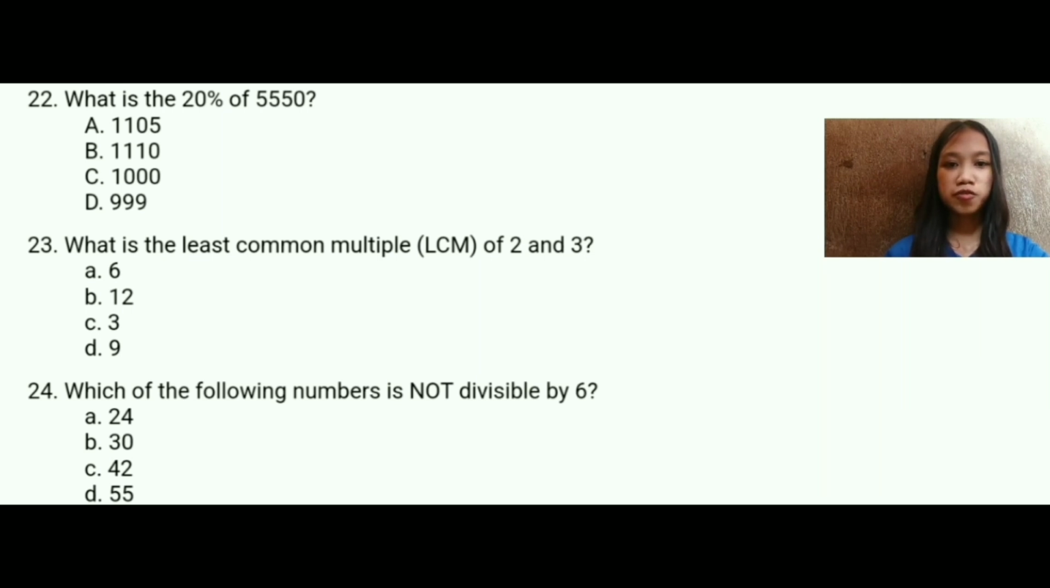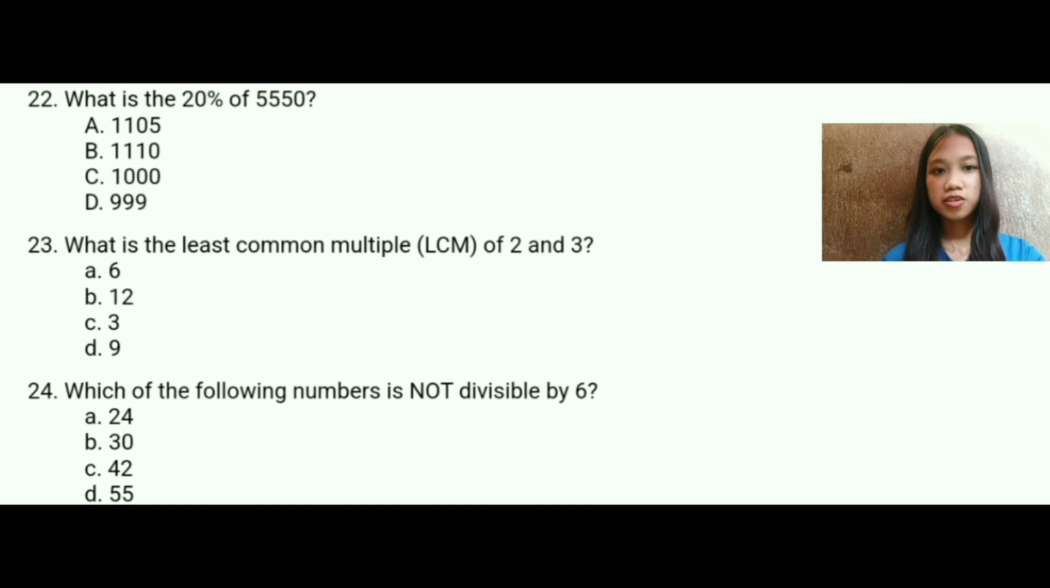So the answer for number 22 is letter B, 1,110. So for letter A, this is incorrect. 1,105 is close but it is slightly off. For letter C, 1,000, this is also incorrect because it is too low sa correct nga answer. And for letter D, this is also incorrect because it is far too low sa correct nga answer. So again, the answer for number 22 is letter B, 1,110.